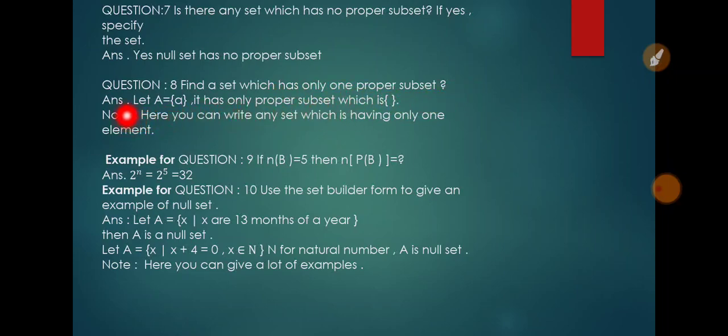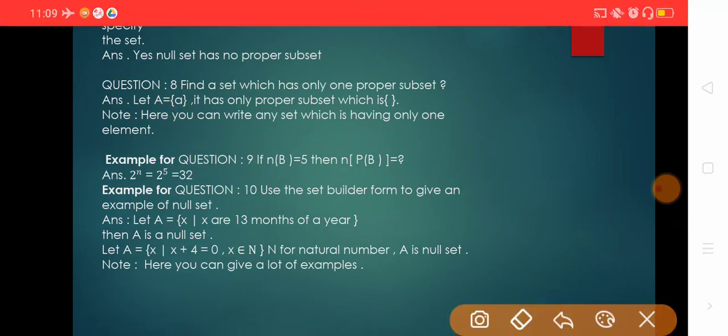So here let A is equal to {a}. It has only one proper subset, which is the null set. Suppose I just make the condition that A is equal to {a}. Now if I am going to write down the subsets of this, as we have just one element, we are going to put 2 to the power n.